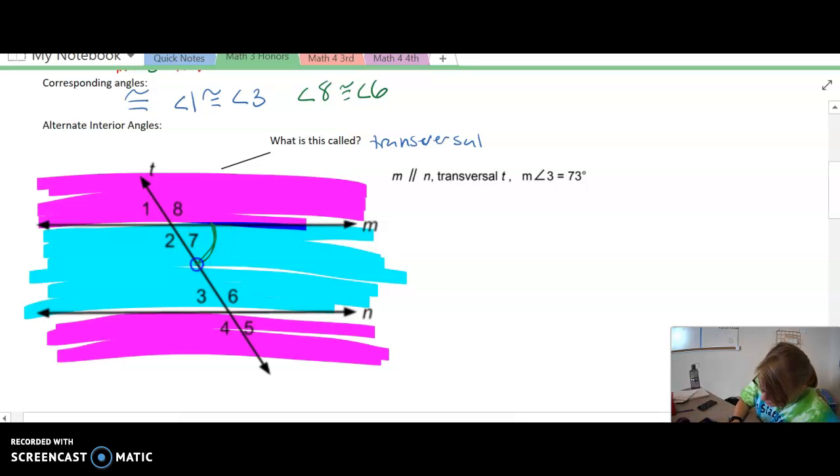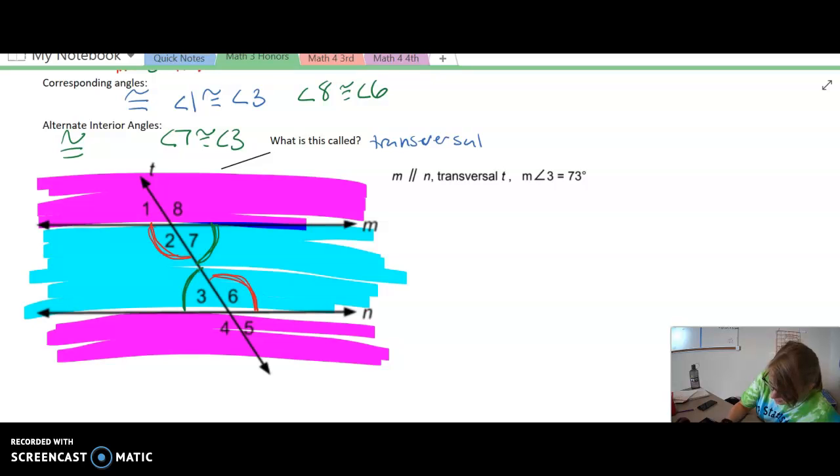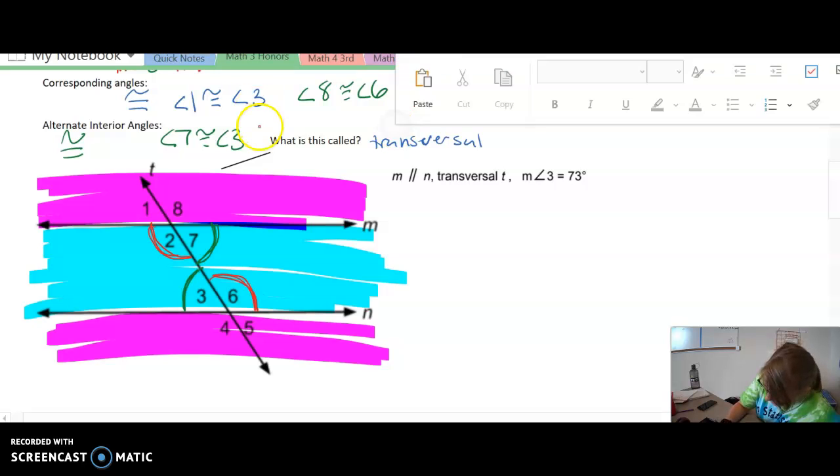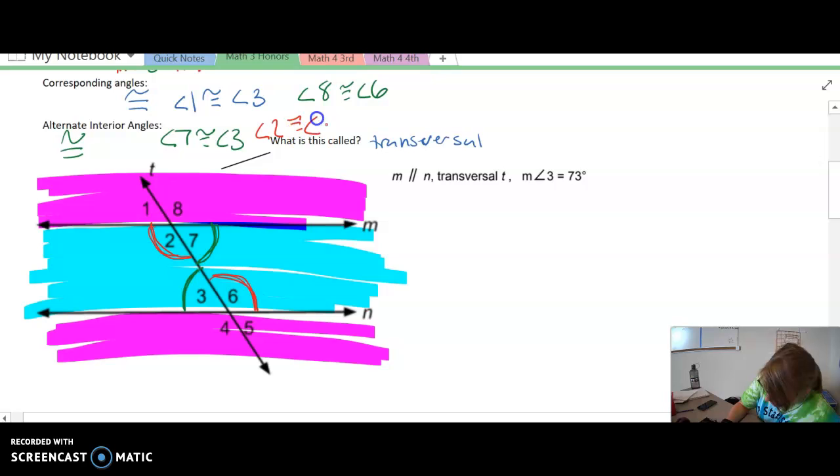So 7 is congruent to 3. And then we're going to say 2 is congruent to 6 because they are alternate. They're inside and they're alternate. They're on the other side. So for your example, you can say that they're going to be congruent. The example is 7 is congruent to angle 3, and 2 is congruent to 6.